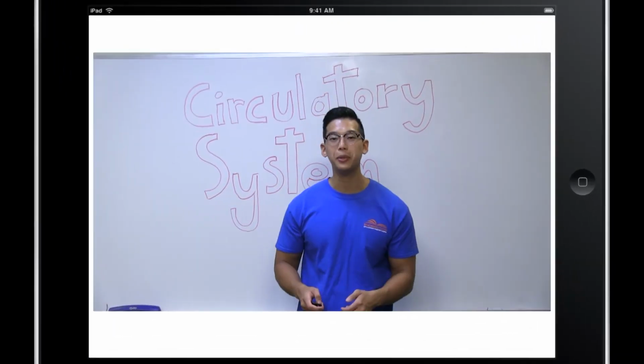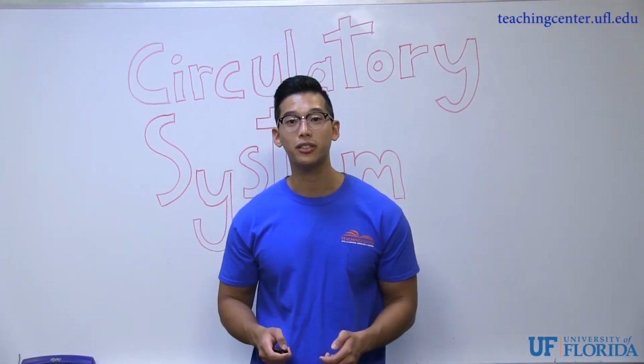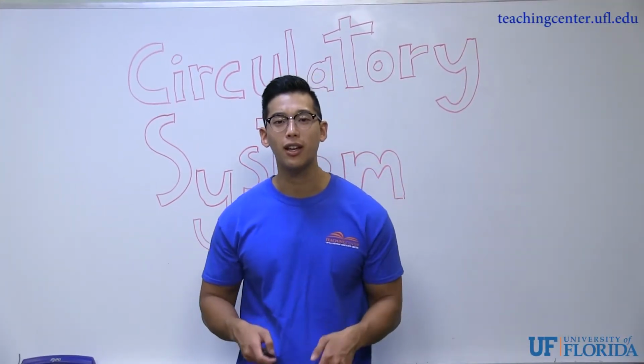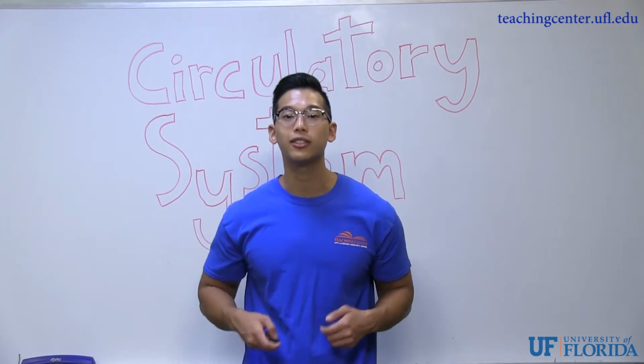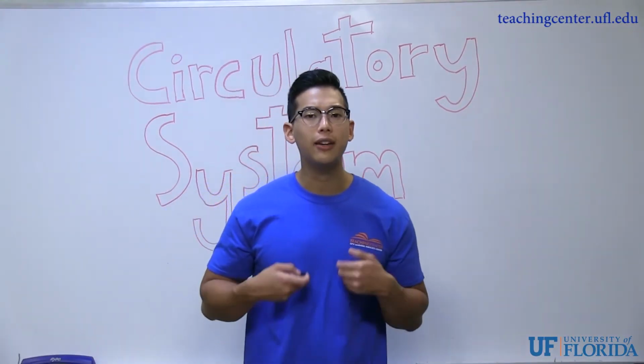What's up, guys? Today we'll be talking about the circulatory system in animals and the flow of blood. The circulatory system is made of three major components: the heart, blood vessels, and circulatory fluid. Before we begin, let's talk about arteries and veins.